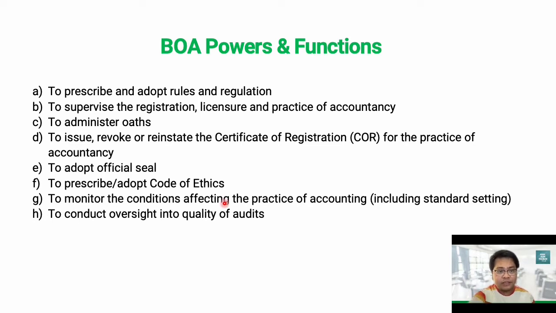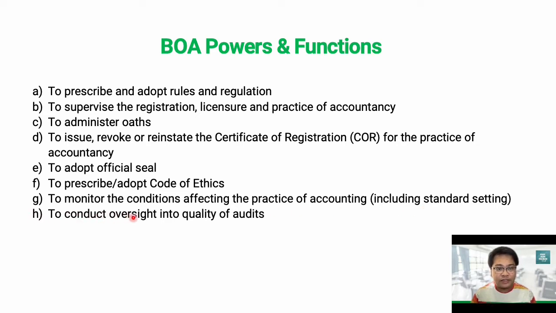Letter G. To monitor the conditions affecting the practice of accountancy, including the standard setting. Our accounting and auditing standards are approved by the Board of Accountancy, although there is a separate body that assists the Board in carrying out this function: our standard setting bodies like the FRSC and the AASC.